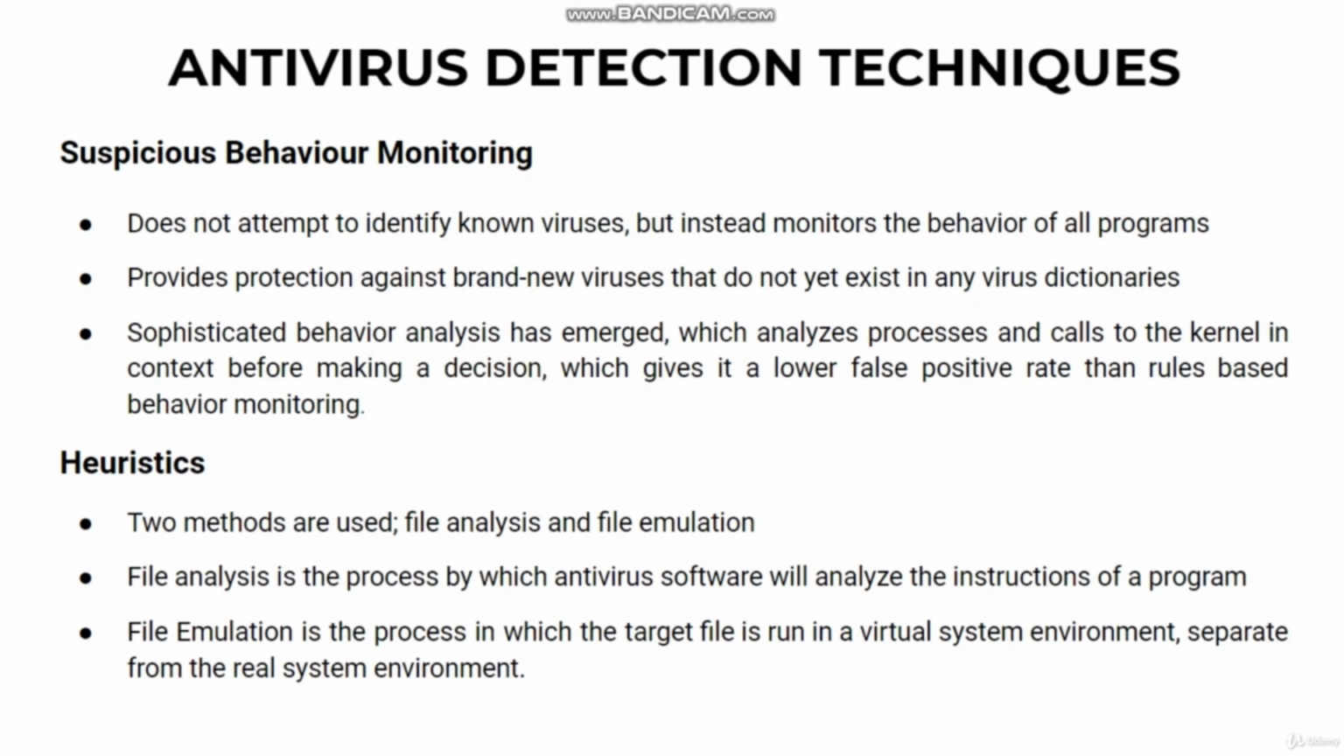The suspicious behavior approach, by contrast, does not attempt to identify known viruses, but instead monitors the behavior of all the programs. If one program tries to write data to an executable program, for example, the antivirus software can flag this suspicious behavior, then alert the user and ask the user what actions need to be taken. Unlike the signature-based approach, the suspicious behavior approach therefore provides protection against brand new viruses that do not yet exist in any virus dictionaries.